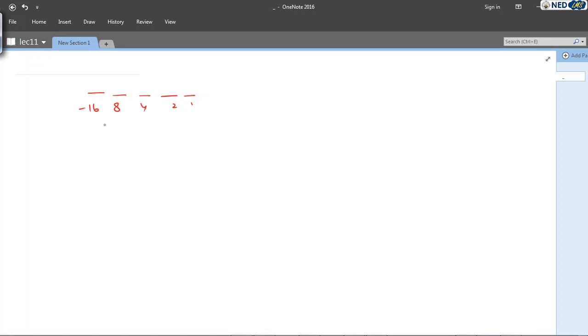If I need to represent +12, I'm going to make the sign bit 0, and this bit would be 1, and 8 plus 4 is 12, and all of the rest would be 0. And if I have positive 7, I just turn on these bits, 0 0 1 1 1, and I have positive 7.